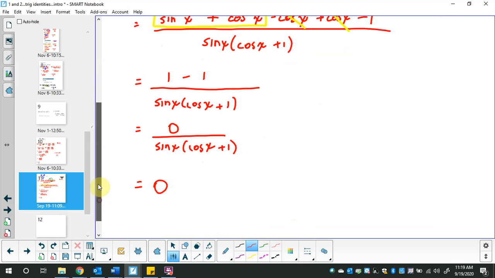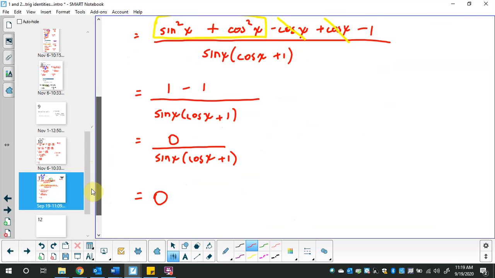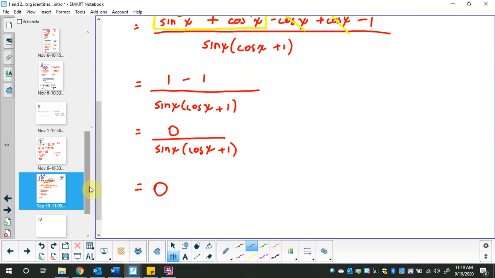So I never actually had to make a decision about the denominator. The right side is 0. Now, without faking any math, my left side is 0. And I'm done.